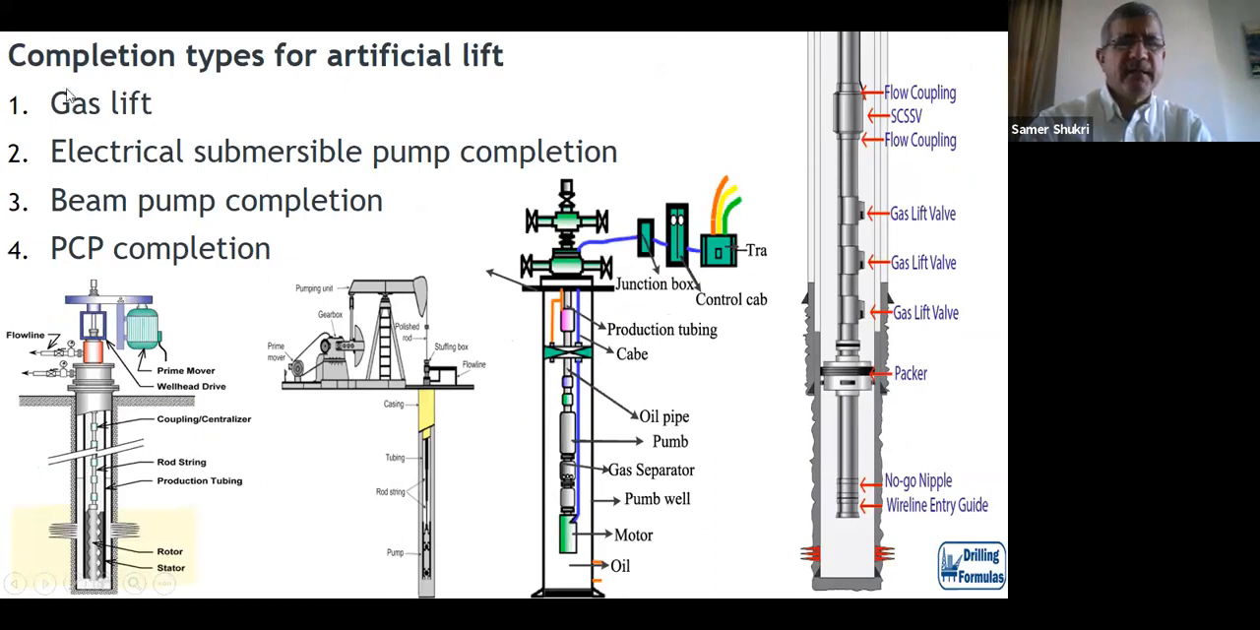We can take an idea about the completion types for artificial lift also. We have 4 types. We have gas lift. You see, this is the gas lift completion. Then electrical submersible pump, ESP, this one. Then beam pump completion, then PCP, progressive cavity pump, we call it. This is used for very heavy and thick oil. We have a motor here. You see this motor. We have rotor and stator. This is the stator, rubber here. You see the stator, this one.